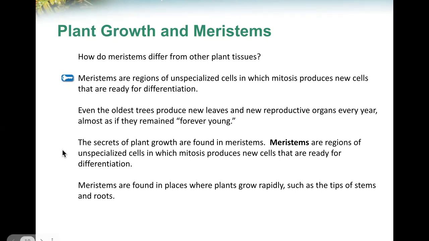Meristems are regions of unspecified cells in which mitosis produces new cells that are ready for differentiation. The meristems are found in places where the plant grows the most and most rapidly, such as the tips of stems and roots.